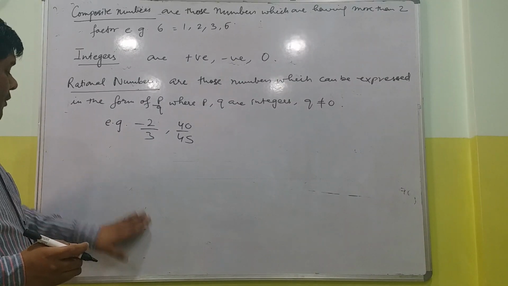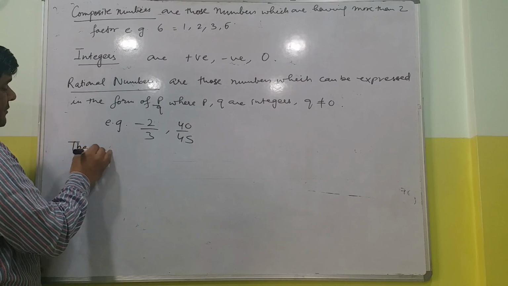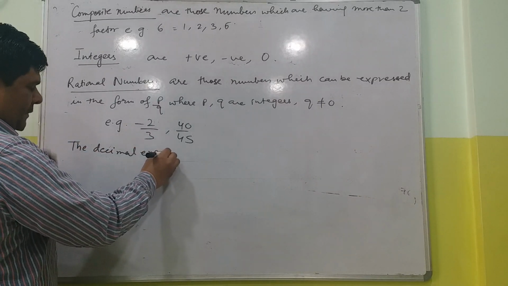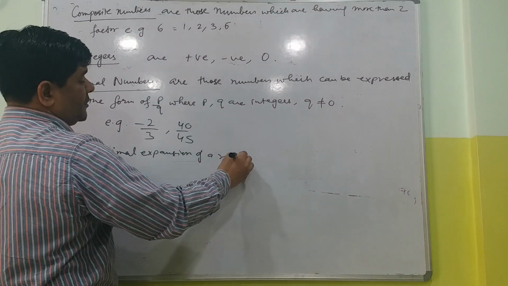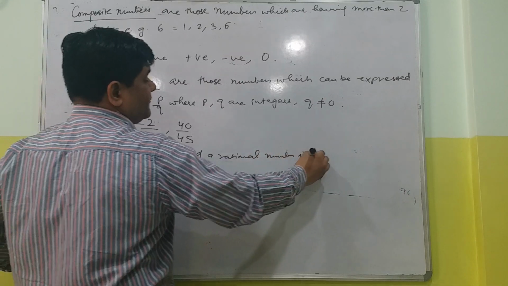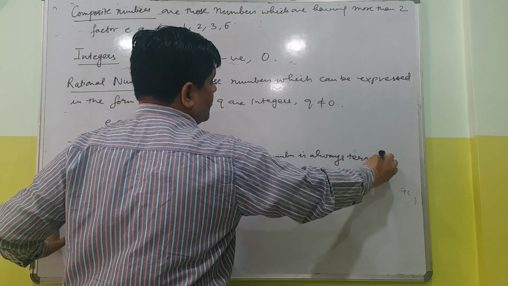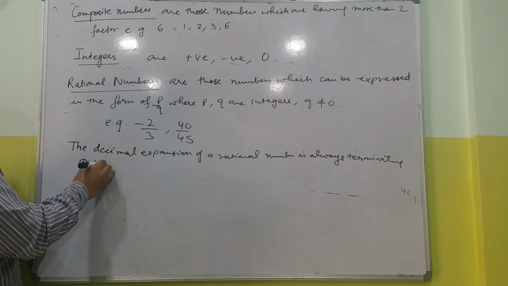If you see the decimal expansion of a rational number, the decimal expansion of a rational number is always terminating or non-terminating repeating.